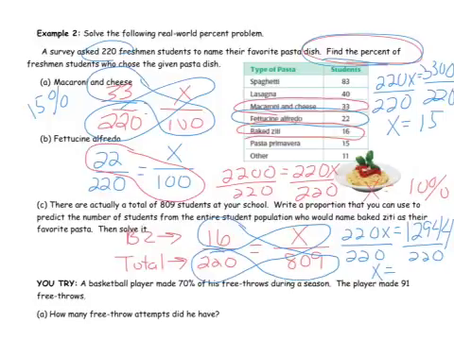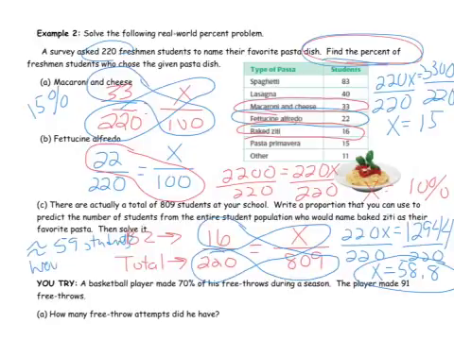And I get x equals 58.8. Okay, but I need to remember that this is a student, so I don't want to say 58.8 students. And normally I would round down if I needed like a number, but I could round that one up and say approximately, that little squiggly means approximately, 59 students would choose baked ziti.